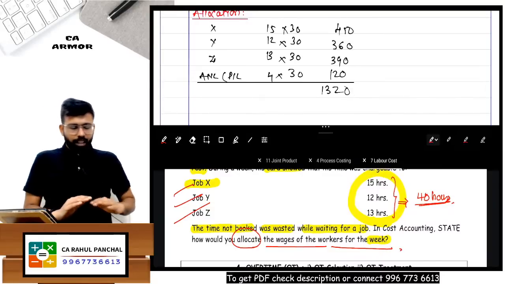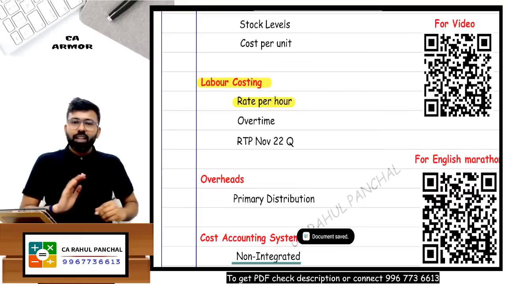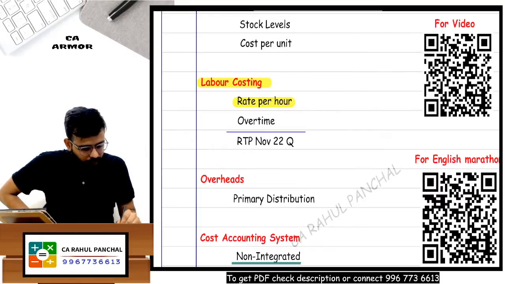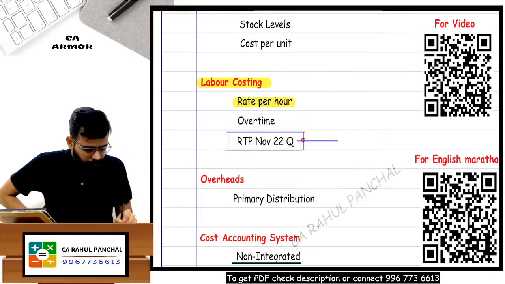Okay, so we are done with this. Now, what is done in our checklist? Rate per hour is done. There is one video only, and that is also in English only.